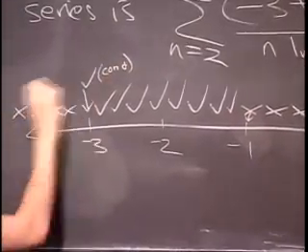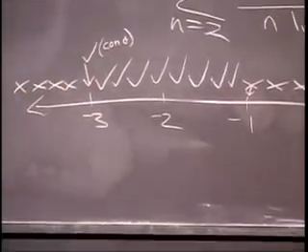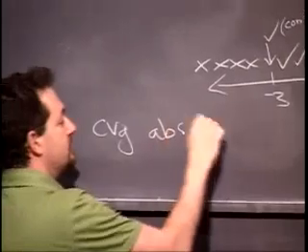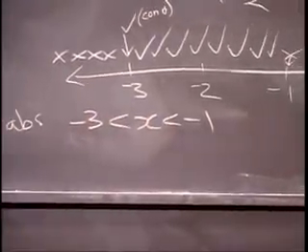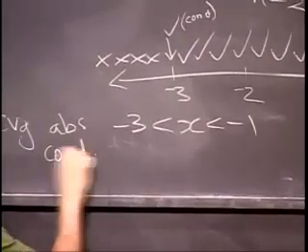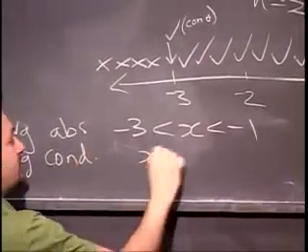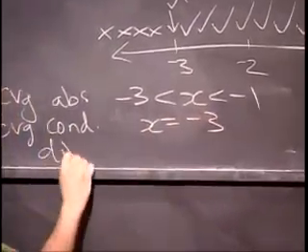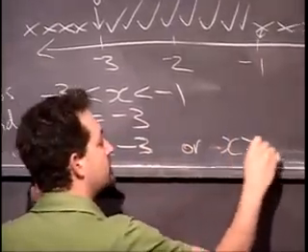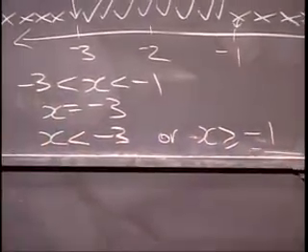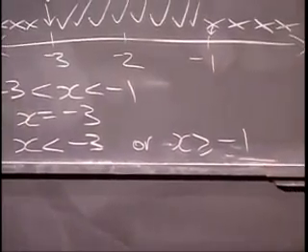Bad to the left. So, it converges absolutely if minus 3 is less than x is less than minus 1. It converges conditionally at x equals minus 3 and diverges when x is less than minus 3 or x is greater than or equal to minus 1.